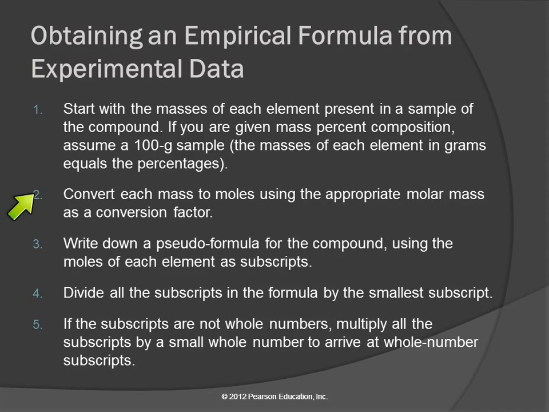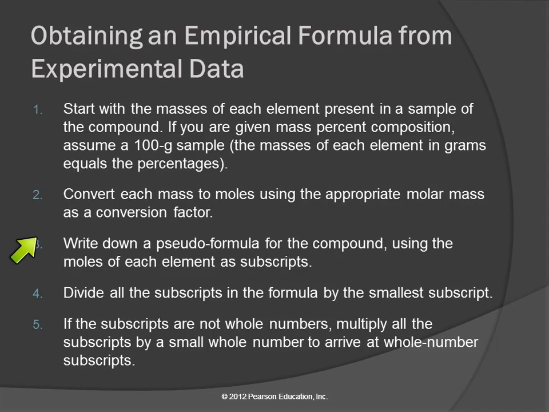The second step is to convert each mass to moles using the appropriate molar mass. We get that off the periodic table because the ratio that we're looking for is atoms to atoms. And so we have to go from a mass to something that deals with particles. And moles deals with particles. So we convert masses to moles.